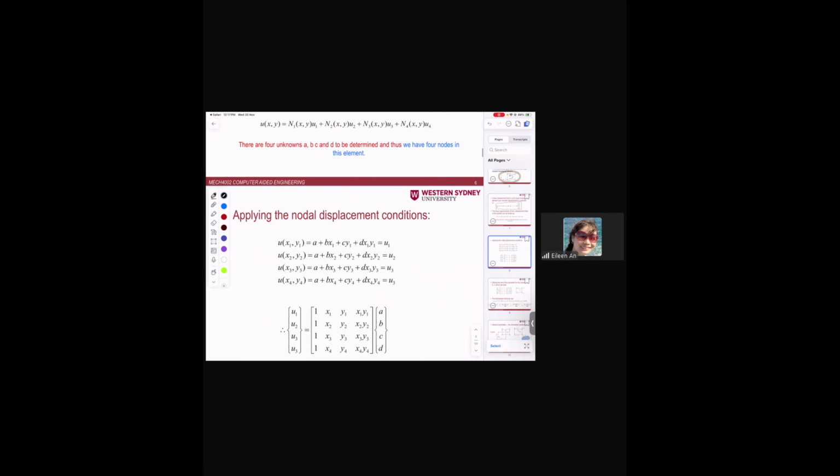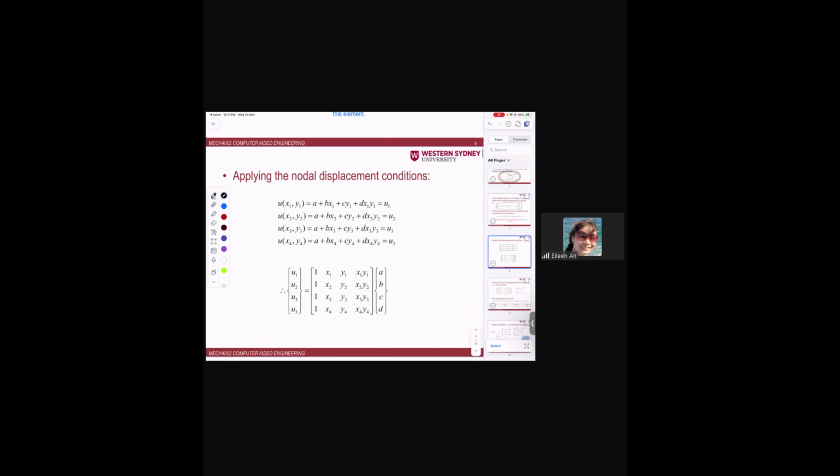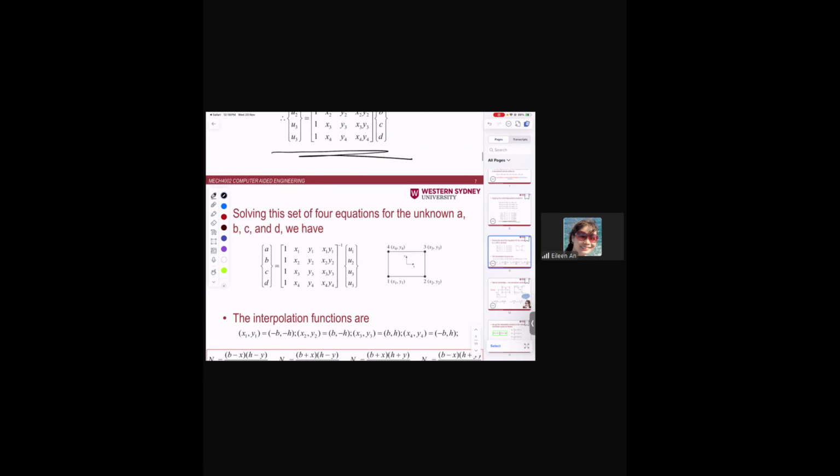Okay, then we need to rearrange this equation. Instead of using equation sets, we can use matrix format to represent it. Okay, then we have 4 equations and 4 unknowns. We can solve for a, b, c, d. Okay.